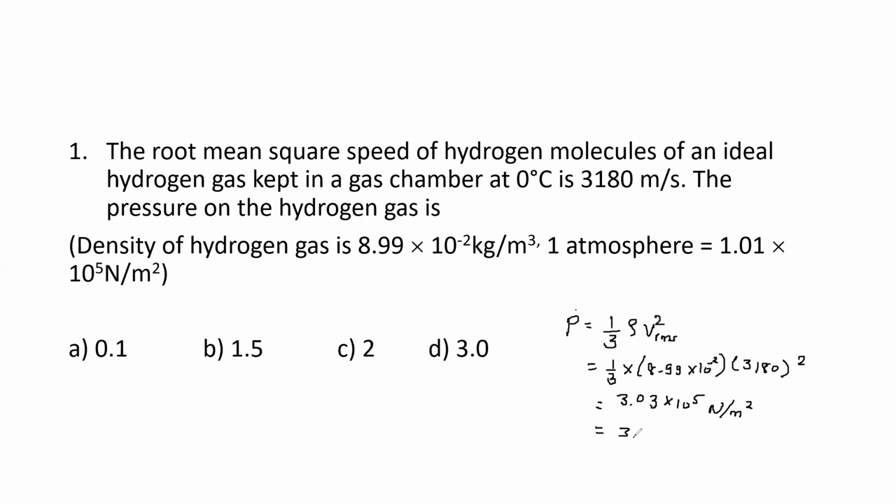So this can also be written as 3.3 atmosphere. Why? Because 1 atmosphere is equal to 1.01 into 10 raised to 5 Newton per meter square. Therefore, whatever 10 to the power of 5 Newton per meter square is there, we can write it as atmosphere. The options are 0.1, 1.5, 2 and 3.0. So option D is the right option, that is 3.03 atmosphere is the answer. Next question.